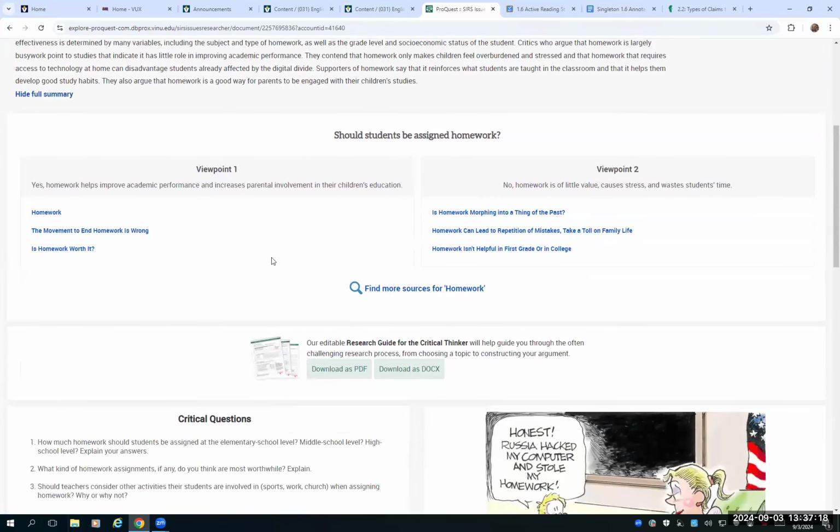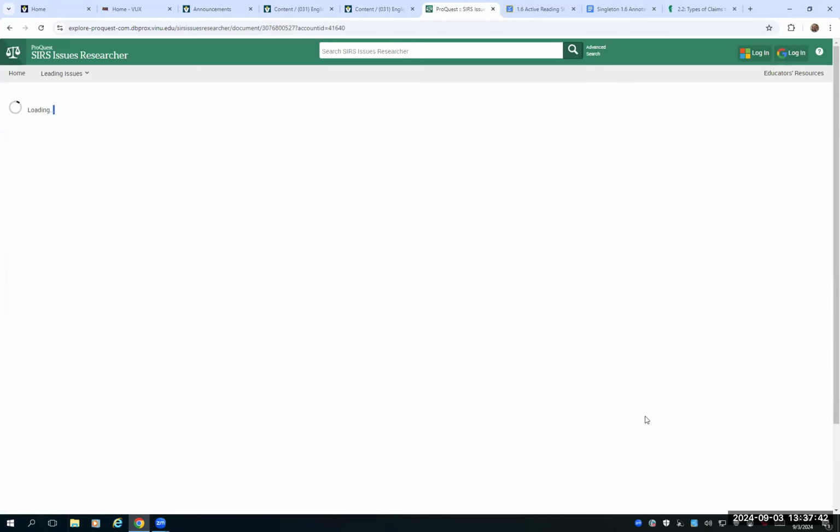And I want you to open up the article. You selected either one of three articles on one viewpoint or one out of three articles on another viewpoint. I want you to open up the article that you selected for assignment 1.5. You're going to do 1.6 using the same article. I had selected homework.